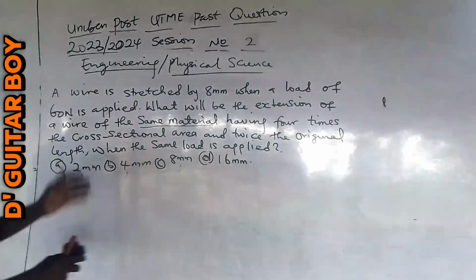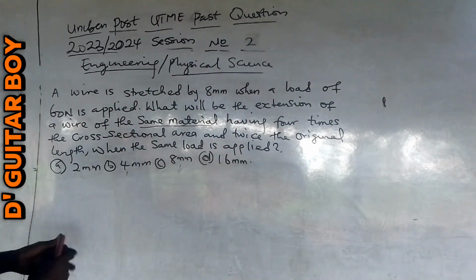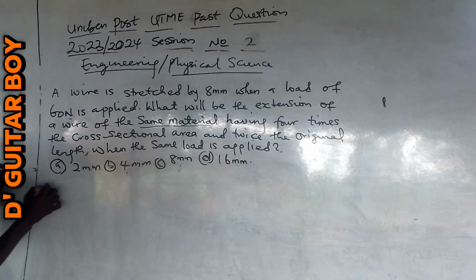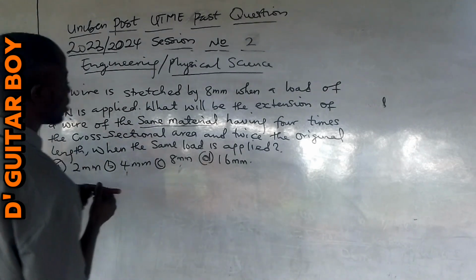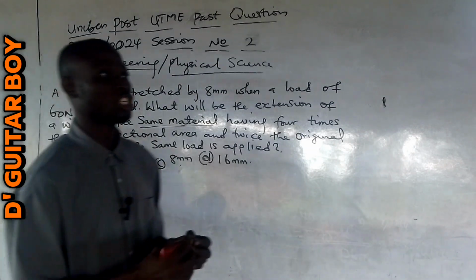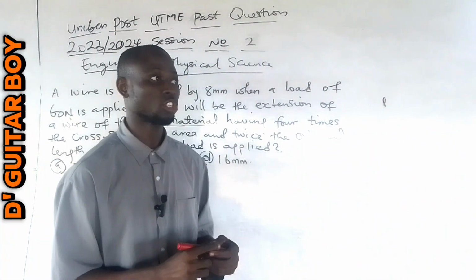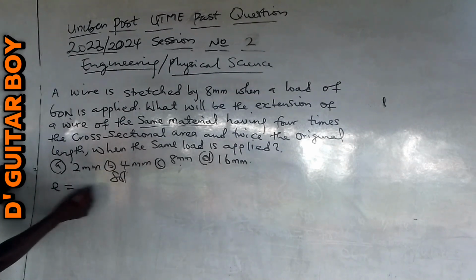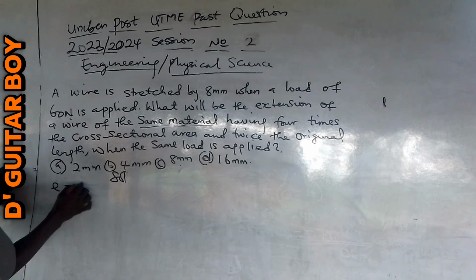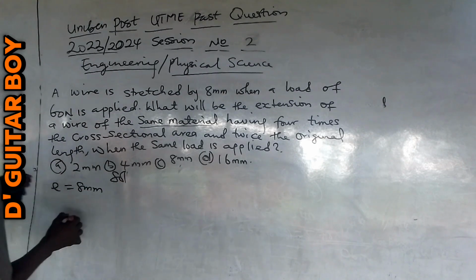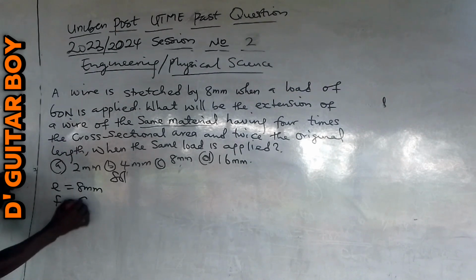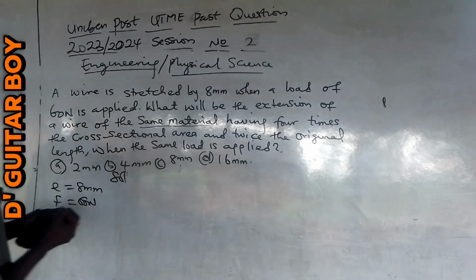So let us first of all outline the parameters before we go straight to solving the problem. Now, he said a wire is stretched by 8 millimeter. That is extension. When you hear the English "stretched by", they are talking about extension. That's E is equal to 8 millimeter, when a load of 60 Newton, F is equal to 60 Newton, is applied.